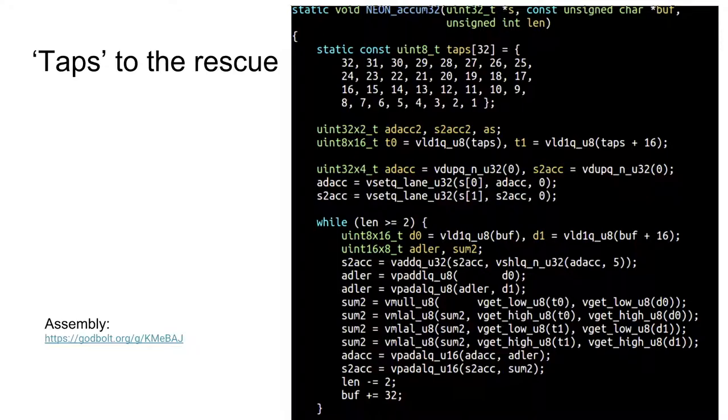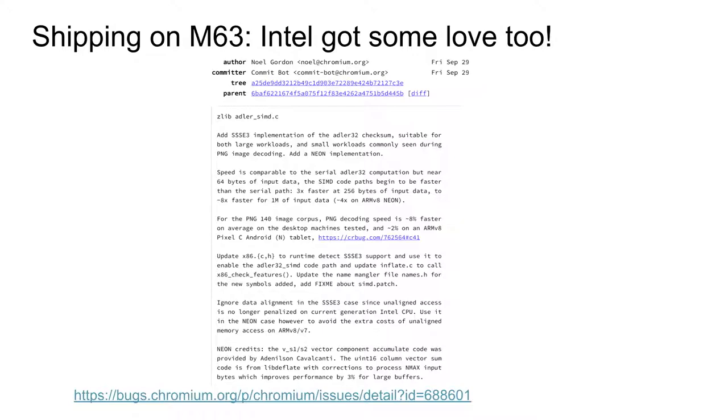And actually, it was really nice to know the kind of assembly that was generated for this. And we used Compiler Explorer a lot, which, by the way, I highly recommend. And even Intel also got some love, because this patch later was ported to Intel by Noel Gordon. And that was included in Chrome M63. So we had an average gain around 12% for decoding PNGs.